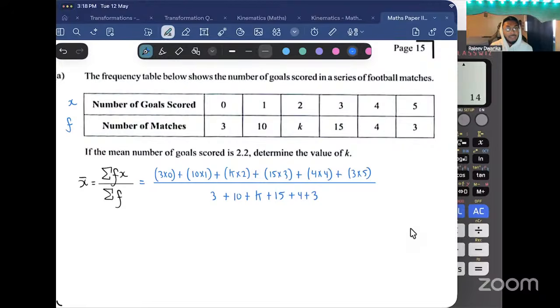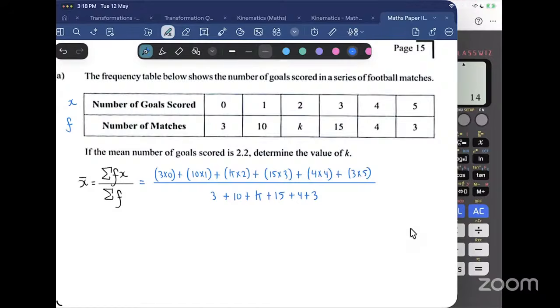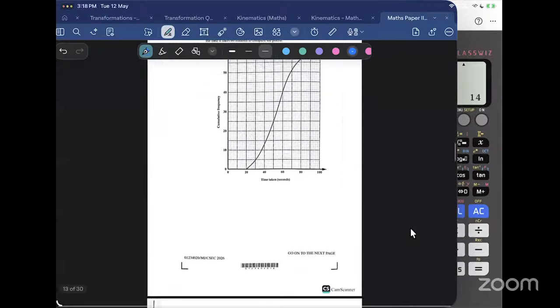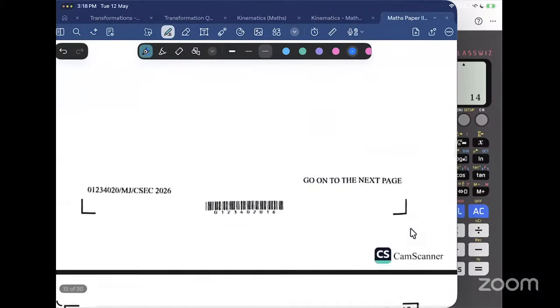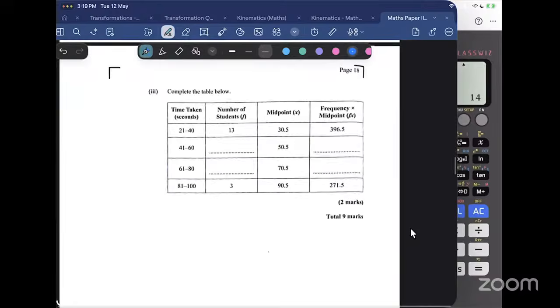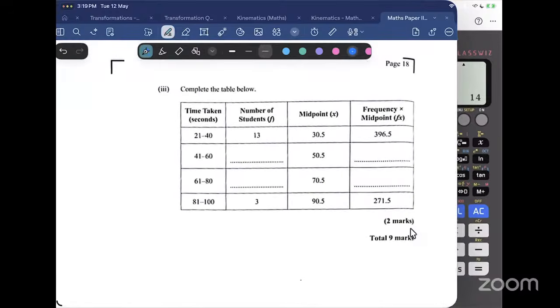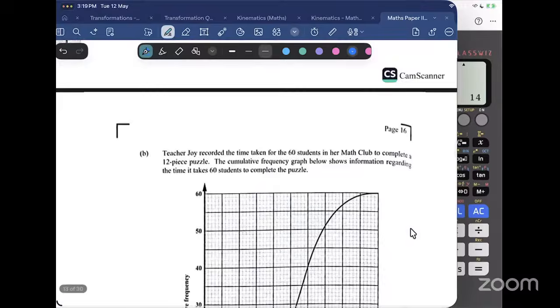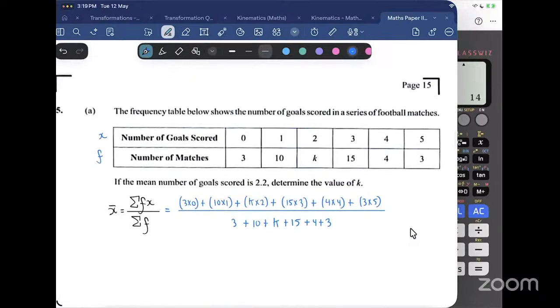This is a tough question because how many of you would have figured out that the number of matches is the frequency? I thought there was a question in front of this telling you about f and x, so you could use it to figure this out. Oh, that's a different question. See, number of students is f, so I assume number of matches is f.